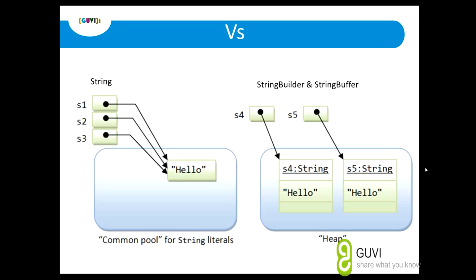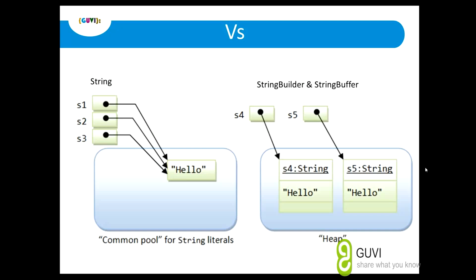On the other hand, on the right hand side, you can see both StringBuffer and StringBuilder classes pointing to separate locations in heap memory. So each variable's value can be changed individually and easily. So that s4 and s5 can be individually changed. That is why both StringBuffer and StringBuilder classes are mutable or changeable in nature.